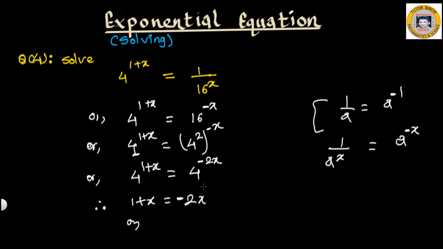If I add 2x to both sides, I would get 3x plus 1 equals 0. Therefore my x will be negative 1 over 3.